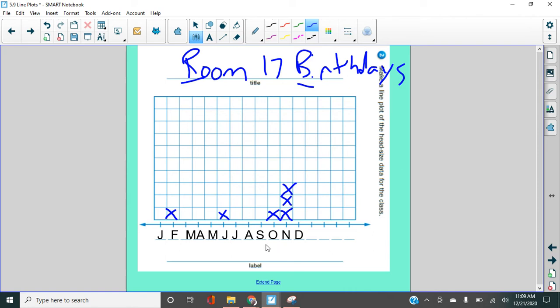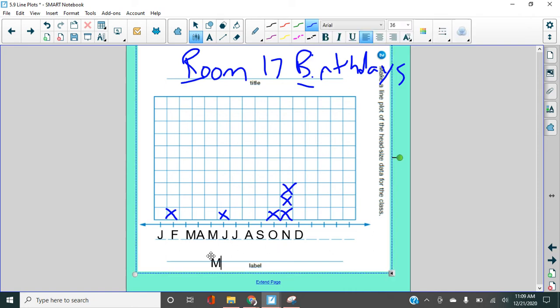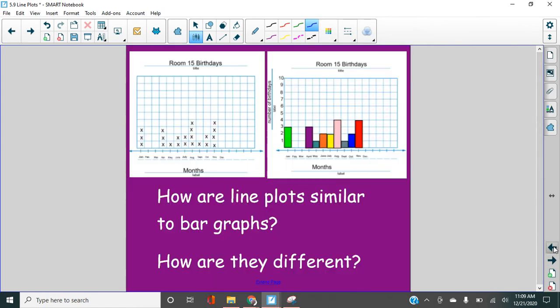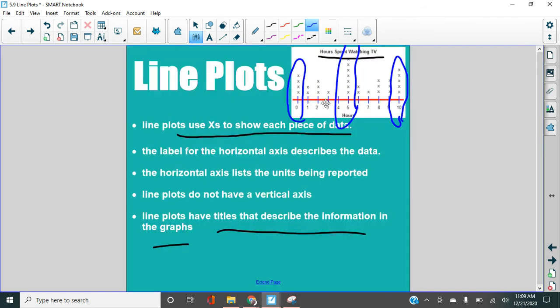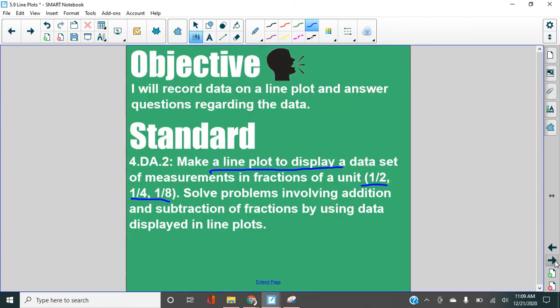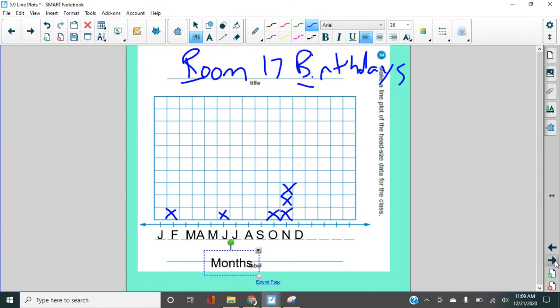Those are months, right? So all we have to do down here is write months. That's our label, whatever these are. Now, if these are numbers, you have to label what they're standing for. Let's go back to this first one. See, they're numbers. They don't write the word numbers here. These are numbers that represent hours. So we can put hours there. It might be feet, inches, months, days, anything that you can measure or record on a line plot.